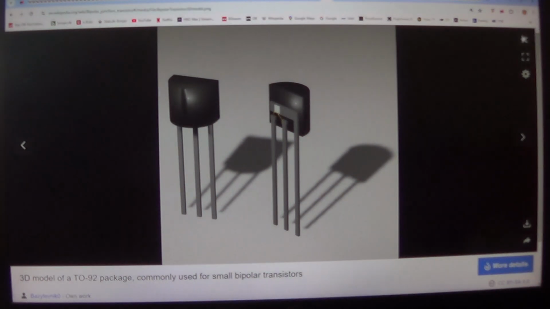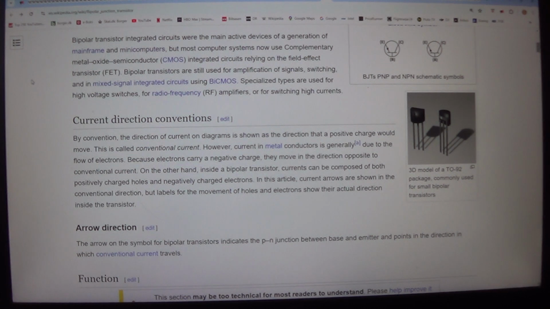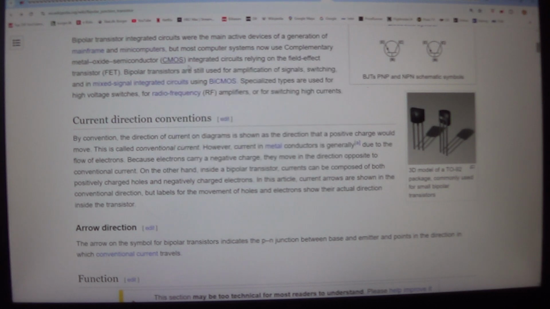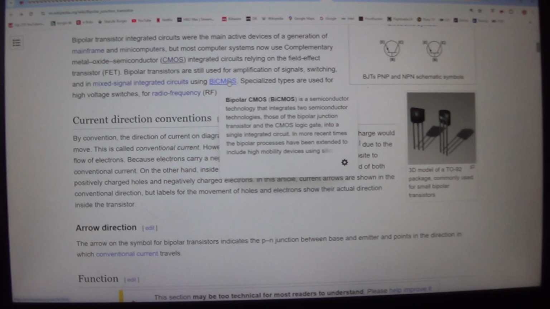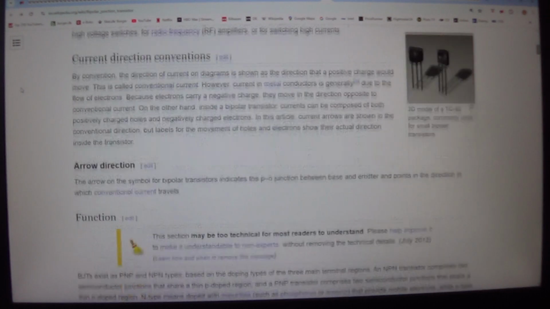Bipolar transistor integrated circuits were the main active devices of a generation of mainframe and minicomputers, but most computer systems now use complementary metal-oxide-semiconductor, CMOS, integrated circuits relying on the field-effect transistor, FET. Bipolar transistors are still used for amplification of signals, switching, and in mixed-signal integrated circuits using BiCMOS. Specialized types are used for high-voltage switches, for radio frequency, RF, amplifiers, or for switching high currents.